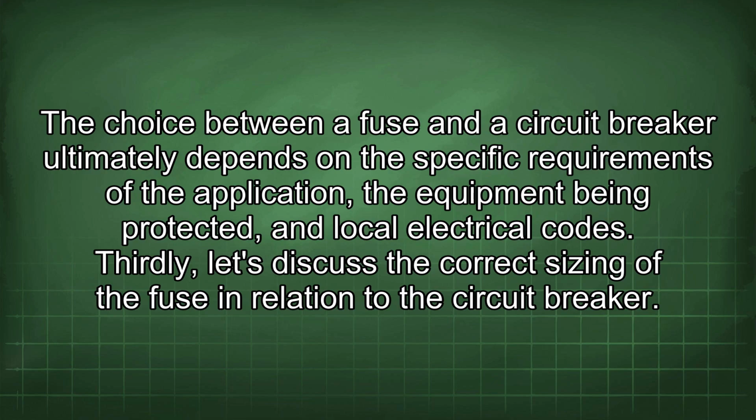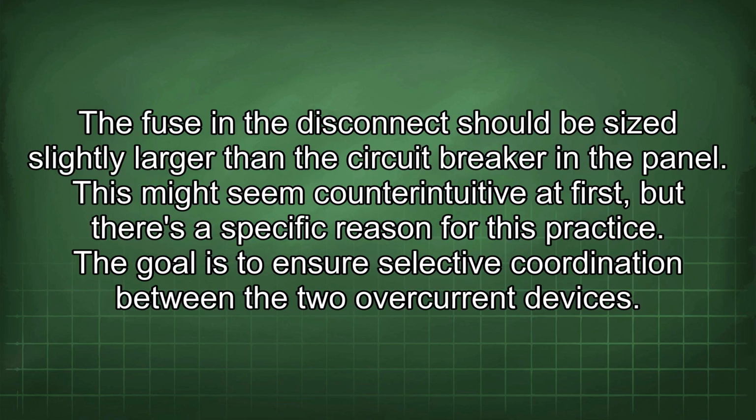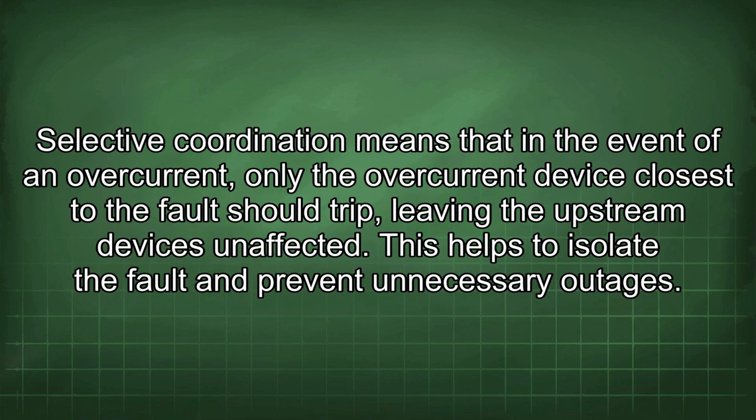Thirdly, let's discuss the correct sizing of the fuse in relation to the circuit breaker. The fuse in the disconnect should be sized slightly larger than the circuit breaker in the panel. This might seem counterintuitive at first, but there's a specific reason for this practice. The goal is to ensure selective coordination between the two overcurrent devices. Selective coordination means that in the event of an overcurrent, only the overcurrent device closest to the fault should trip, leaving the upstream devices unaffected. This helps to isolate the fault and prevent unnecessary outages.